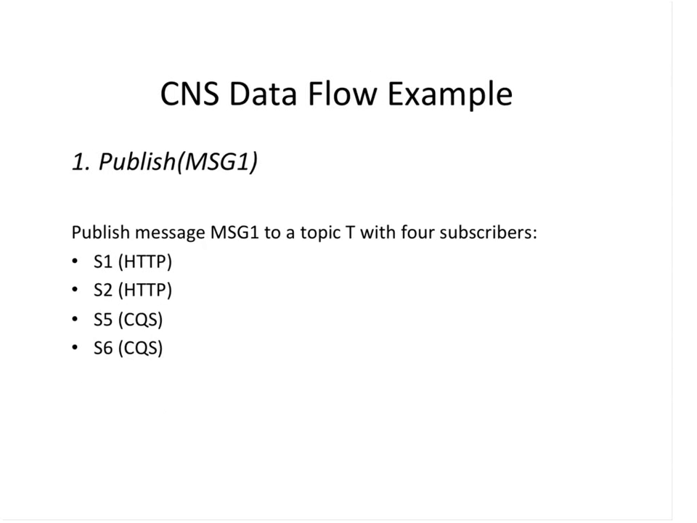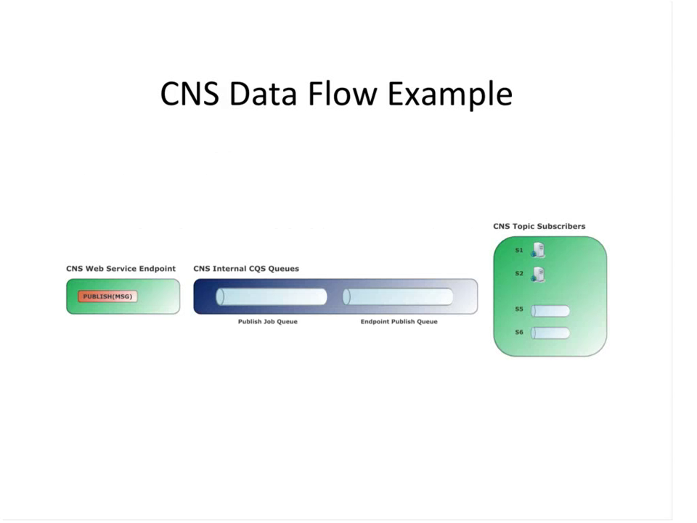And I will, again, explain how we implemented it by using a very simple data flow example. In this case, I'm just making one call, which is we're assuming the topic is already created, the subscribers are already subscribed, and we just publish a message, message 1. And the topic we're dealing with here is topic T, and we're assuming there are 4 subscribers. There's S1 and S2, which are HTTP subscribers, and then there's S5 and S6, which are CQS queues as subscribers. So again, I have a little illustration here. You see how the publish message call comes in at the web service endpoint on the left.